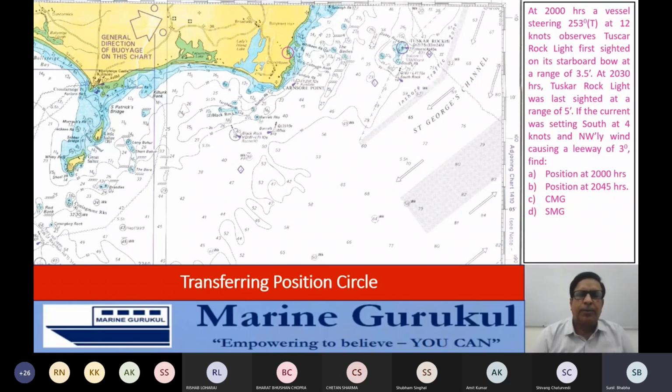As far as allowance for wind is concerned, it can be made on the answer sheet. So CTS 253 degrees true. You can see the yellow highlighted information. Leeway 3 degrees, northwesterly wind.